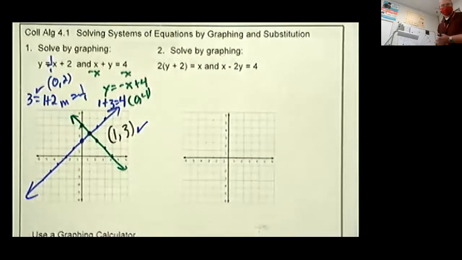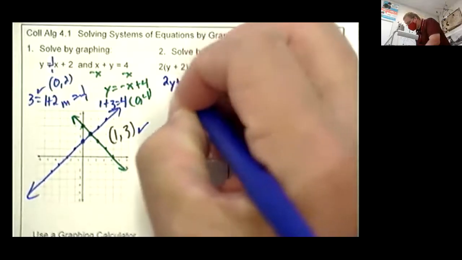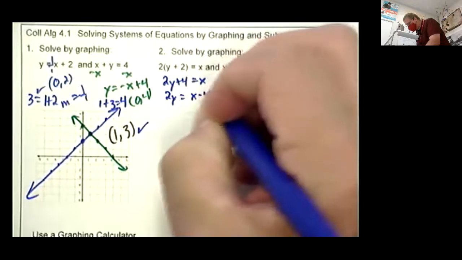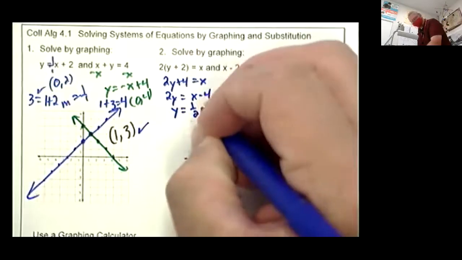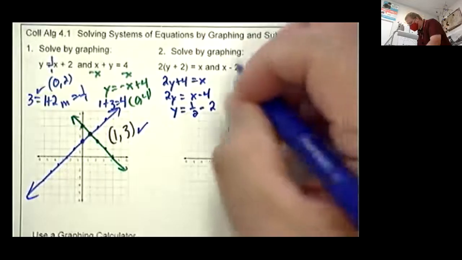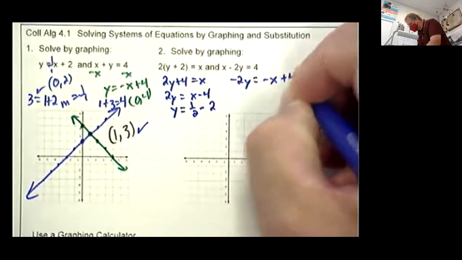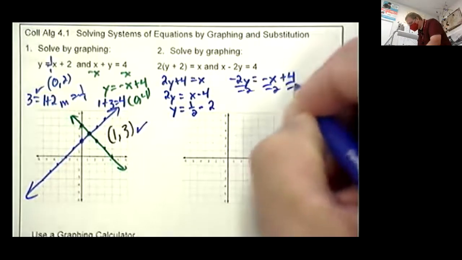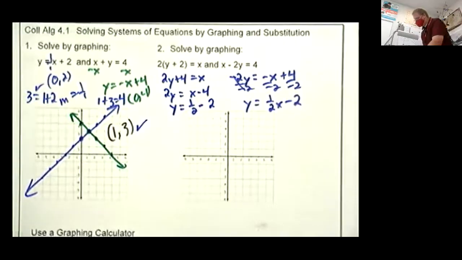Example 2, same thing. We're going to solve for y. So here we have 2y plus 4 is equal to x. 2y then is equal to x minus 4. Now we want to divide everything by 2. So y is equal to 1/2 x minus 2. On the second equation, again, we want to solve for y. So negative 2y is equal to negative x plus 4. We'll divide everything by negative 2. And therefore, y is equal to 1/2 x minus 2.